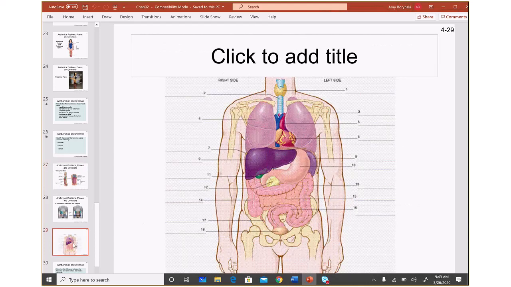All right, so now let's name some organs. And again, I'll load this picture for you. I'm not going to name everything here. I just want some big organs.